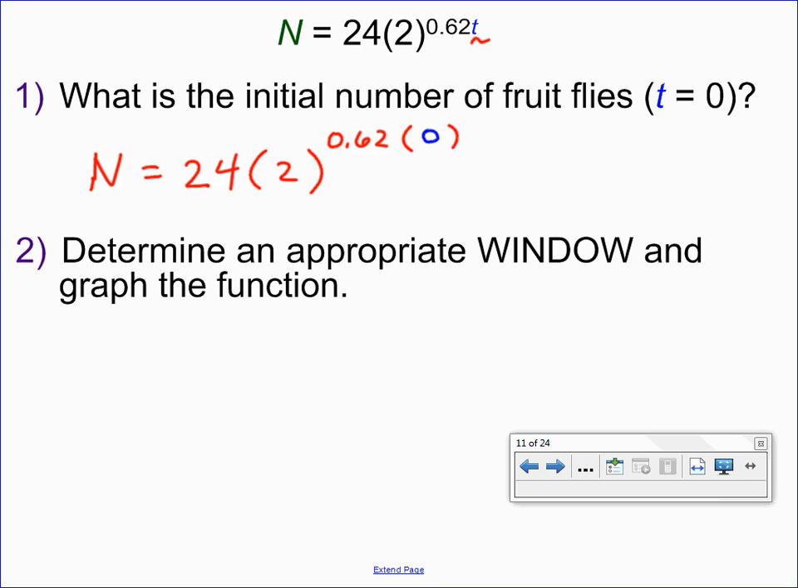We know that any non-zero base b raised to the 0 exponent is equivalent to what? 1. And so the second half, 2 to the 0, is simply 1. So it appears as though the initial number of fruit flies present in my 2-liter bottle when I start the experiment is 24. And that's not dollars, right? It's not percent. That would be 24 flies.